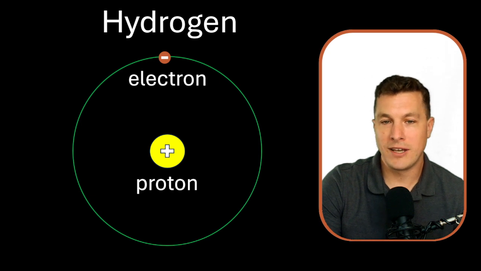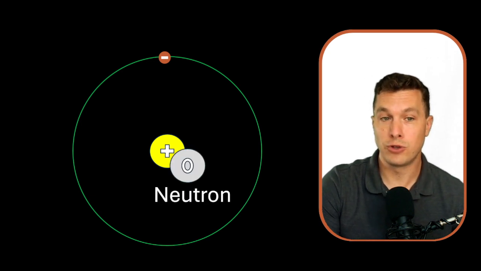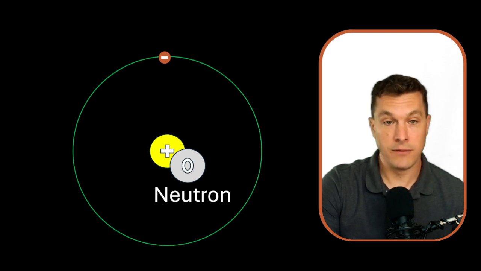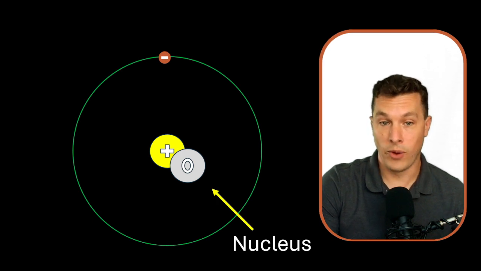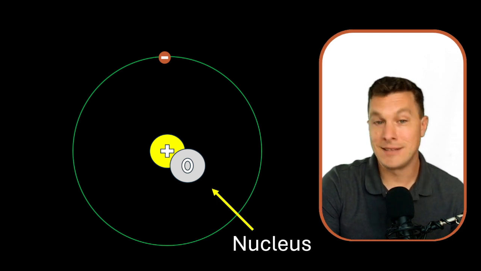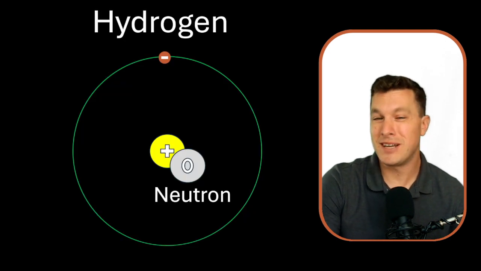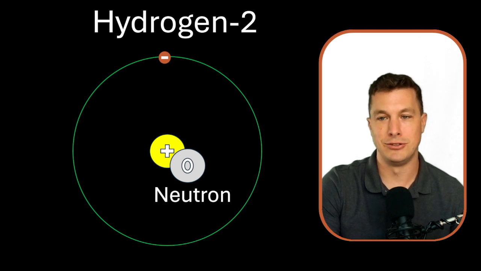All right, well, what if we make some changes? Let's say we take another subatomic particle, a neutral one, and we add it. That's called a neutron. It hangs out in the center of the atom next to the protons, and together they make what's called the nucleus. Well, what element do I have now? You know what? I still got one proton, and so I still got hydrogen. It's still hydrogen, but it's a little different than the other hydrogen. And so we give it a fancy name, hydrogen 2.